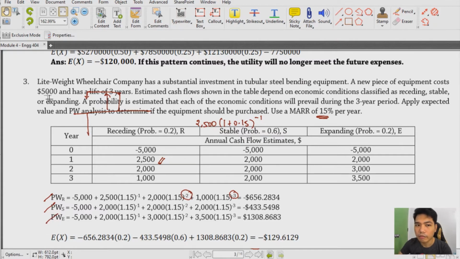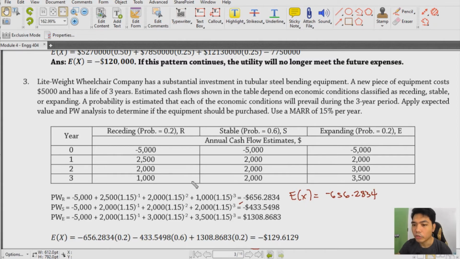So after determining the values of the present worth, kasi yun yung mas mahalaga dito, the expected value is equal to, ano ba yung present worth ng receding? So the present worth of the receding is negative 656.2834. That is, yun yung i-report nyo when it comes to the solution na ginawa natin before, like evaluate the project if it's economical or not. So you might be saying na it's negative, so it's not economical. Pero yun nga, since we're recognizing the risks here, the decision should be accompanied with the probability of each case. So that's why yung E of x is multiplied with their corresponding probability values. So in this case, that's 0.2.